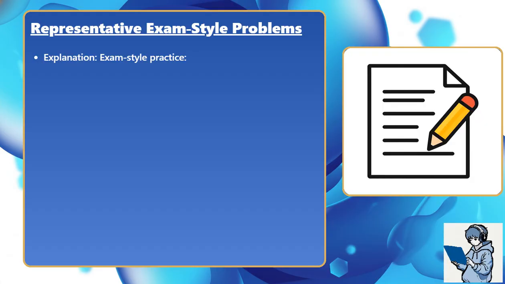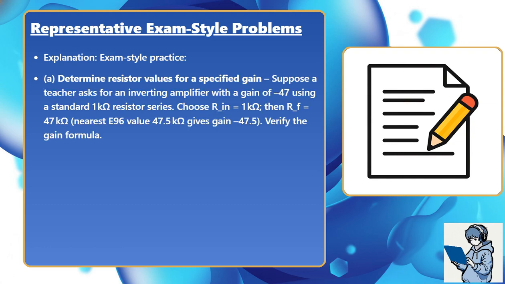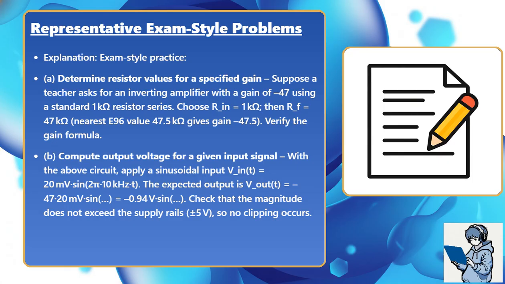Exam style practice. A. Determine resistor values for a specified gain. Suppose a teacher asks for an inverting amplifier with a gain of -47 using a standard 1 kilohm resistor series. Choose R_in equals 1 kilohm, then R_F equals 47 kilohms. The nearest E96 value, 47.5 kilohms, gives gain -47.5. Verify the gain formula.